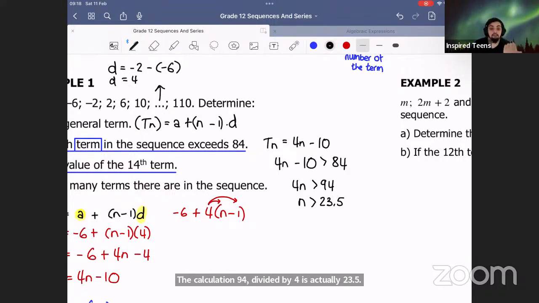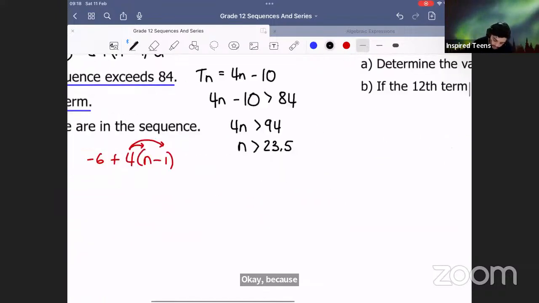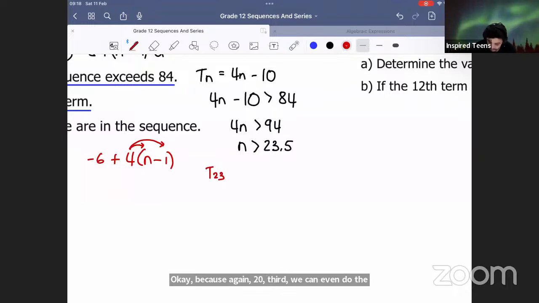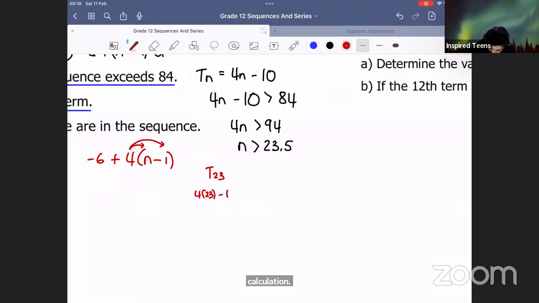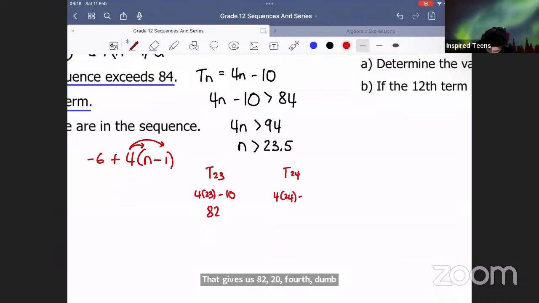Okay, so obviously 23.5 is not an actual term. This is basically telling us that the 23.5th term is actually 84. So which term would be greater than 84? That would be the 24th term. Because again, for the 23rd term, we can even do the calculation. If we calculate T23, 4 times 23 minus 10, that gives us 82. For the 24th term, if we do the calculation, that gives us 86. So that's why 84 is actually somewhere in between here.